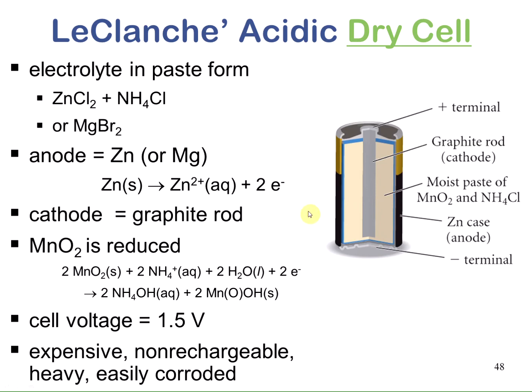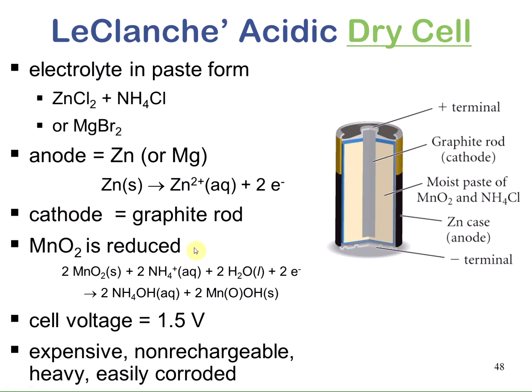Now, here's a picture of a dry cell battery, and you've got the positive terminal, and you've got a graphite rod, which is the cathode, and then you have a moist paste of manganese oxide and ammonium chloride. And then the anode is going to be this zinc casing around it. At the bottom here is the negative terminal. So the electrolyte in paste form is the zinc chloride and ammonium chloride, or you may have magnesium bromide. So the anode is zinc, and in some cases it may be magnesium, and the cathode is the graphite rod.